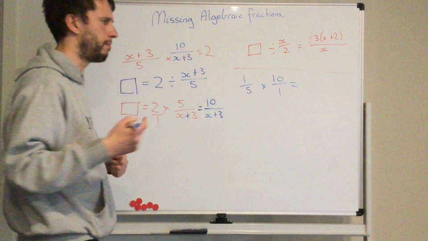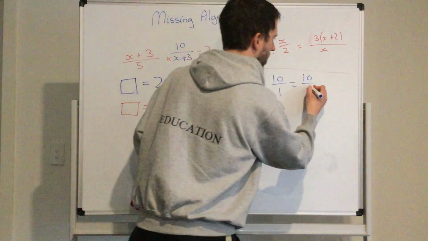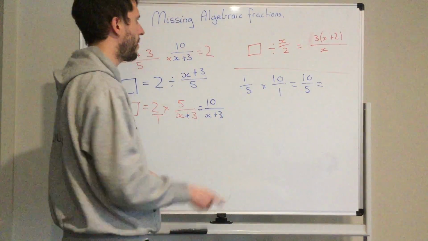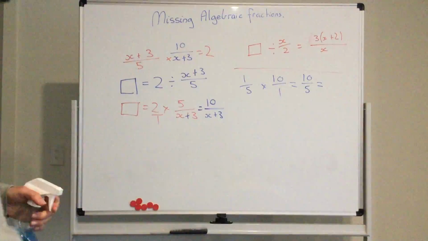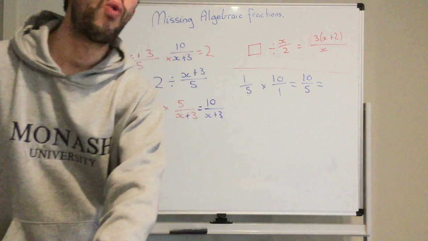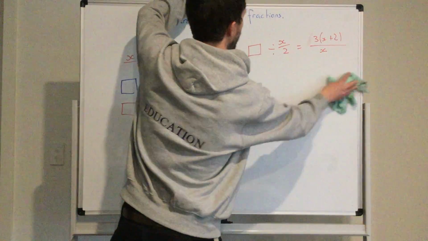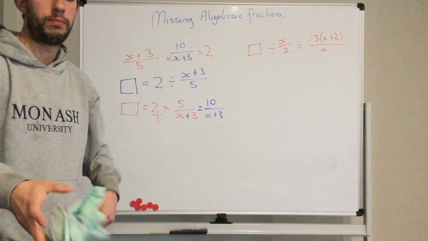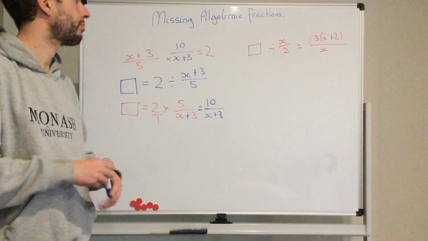What's 1 times 10? 10. What's 1 times 5? 5. What's 10 divided by 5? 2. So best thing about algebra is that we can always double check our answer. So if we've made a mistake, we are able to fix it. Let's move on to the next question.